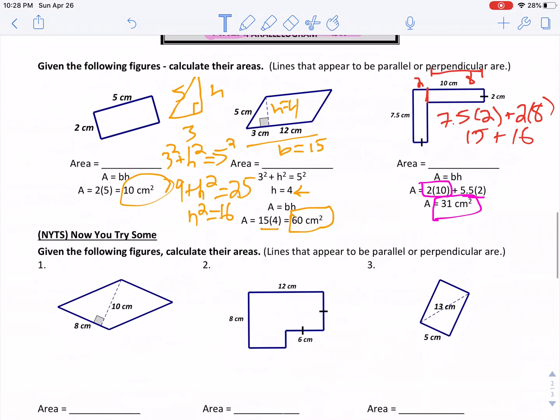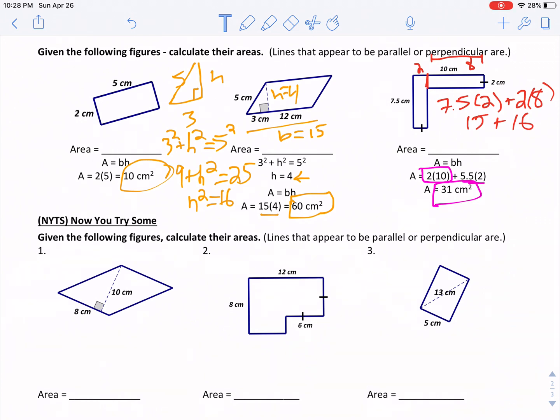Then there are 3 for you to try down here. Number 1 provides you with all the information you need. Number 2, you're going to have to split it up like we did on that last example up above, either 2 rectangles or maybe a rectangle and a square. The third one is a rectangle, but you're going to have to use the Pythagorean theorem to find the longer side. As always, if you have questions on those, let me know. That's it for the parallelograms. Now we're going to move on to triangles.